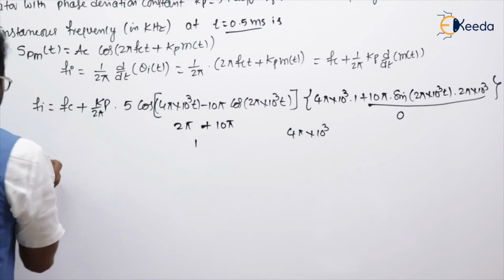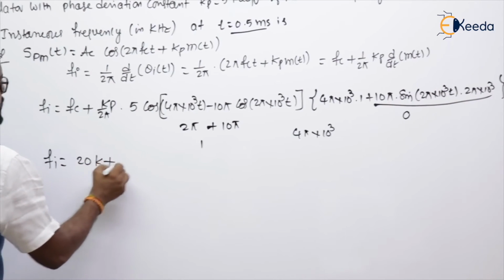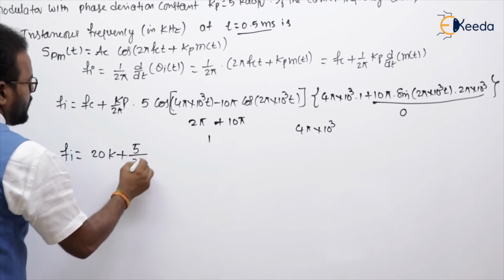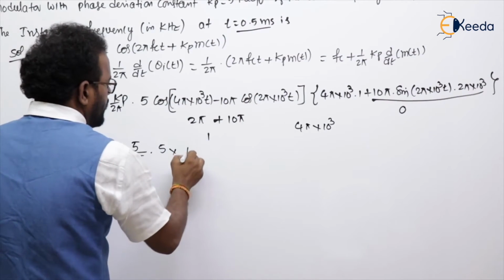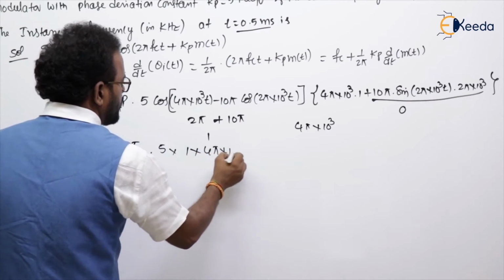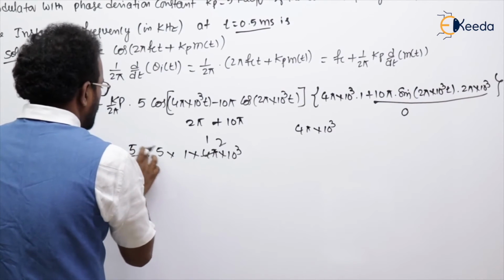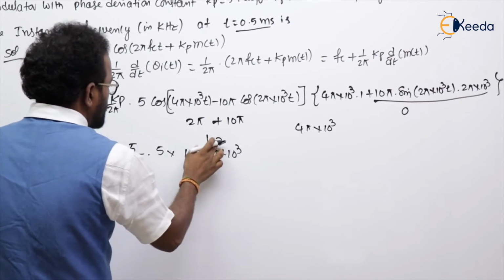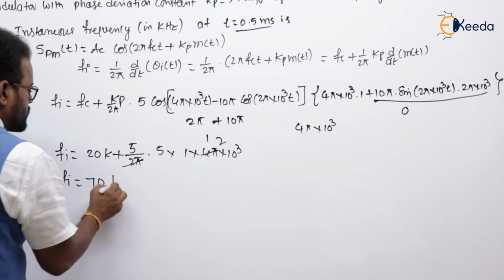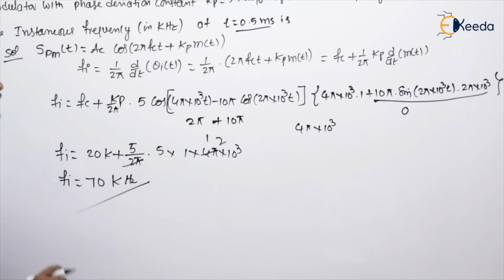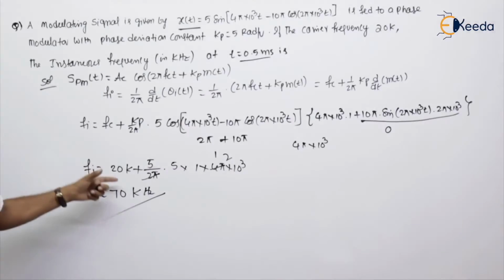So final value Fi equal to Fc value is given 20k plus Kp value is given 5 by 2 pi into 5 cos of 12 pi value 1 into 4 pi into 10 cube. 2 pi gone. 5 into 5 25, 25 2s are 50, 50 plus 20 70 because both are in kilo only. So 70 kilo H. Here only the thing is this integration, substituting the t value and making the result.